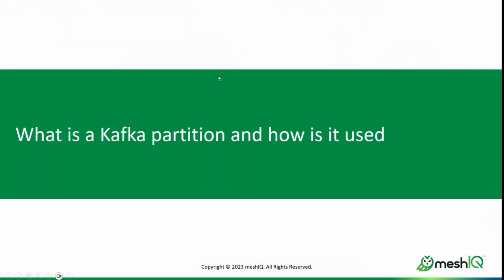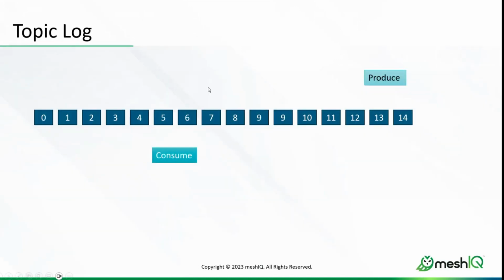Okay. So what is a Kafka partition and how is it used? Really basic Kafka 101: topics are made up of a log, right? And messages come into the log by the producers. So if something produces messages, they get put onto the log from start to end. It's an immutable list of messages. Basically, messages come and they just get logged, right?